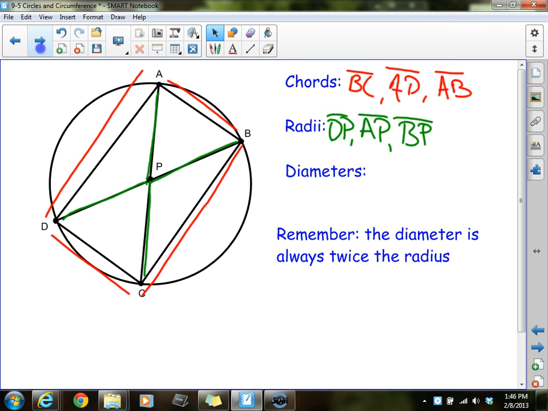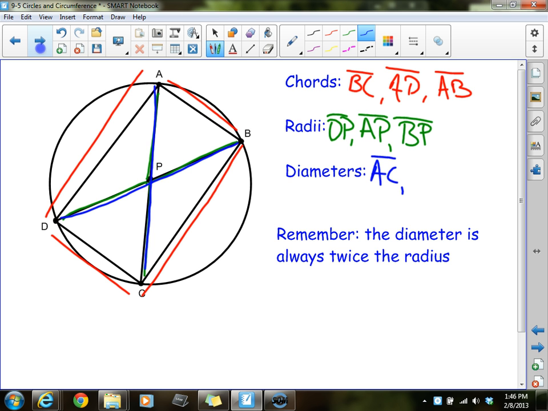Now last, let's talk about diameter. Now remember, diameter goes through the center and has both endpoints on the edge of the circle. So I'm looking for lines that have both ends on the edge of the circle. So technically, that is a diameter, and that is a diameter. So let me write those real quick. AC, and then BD. Those are diameters.